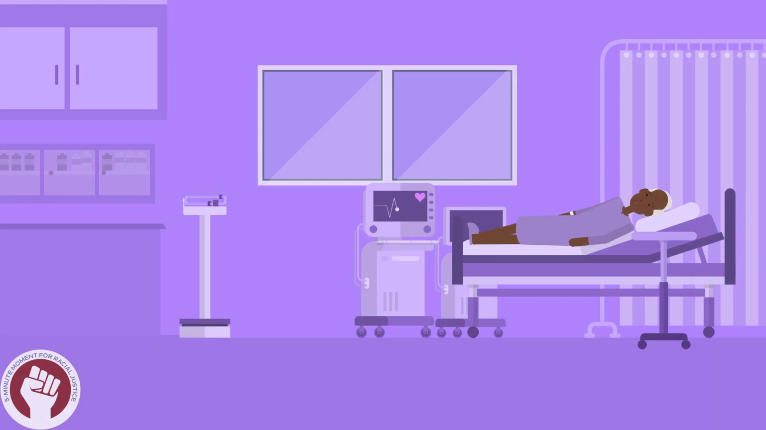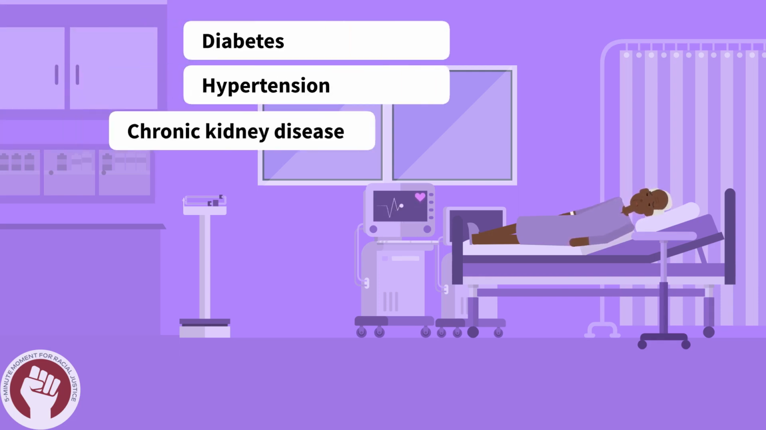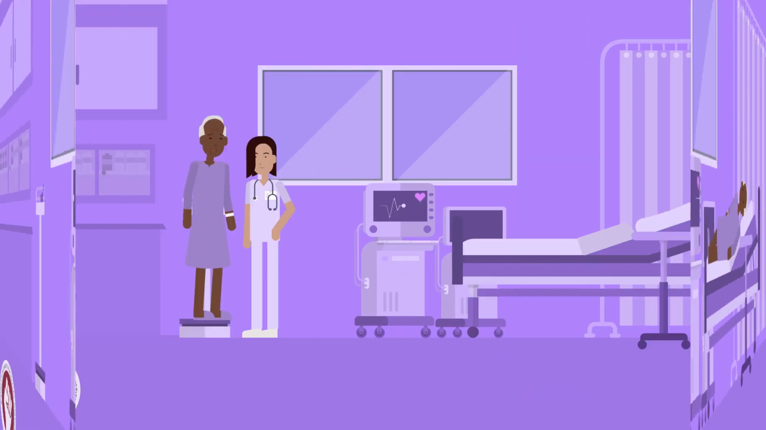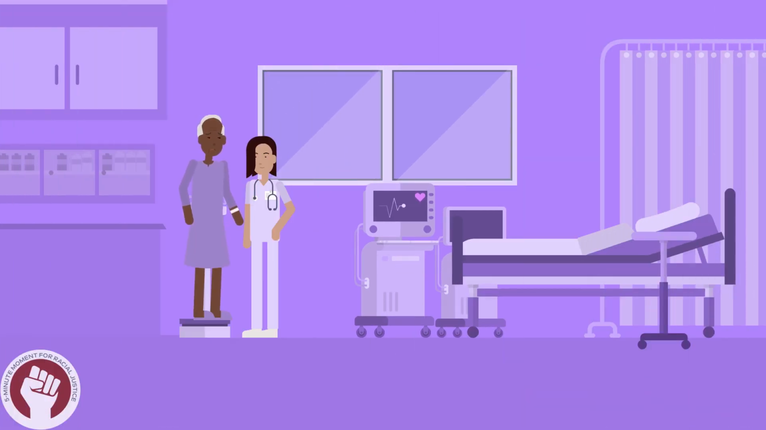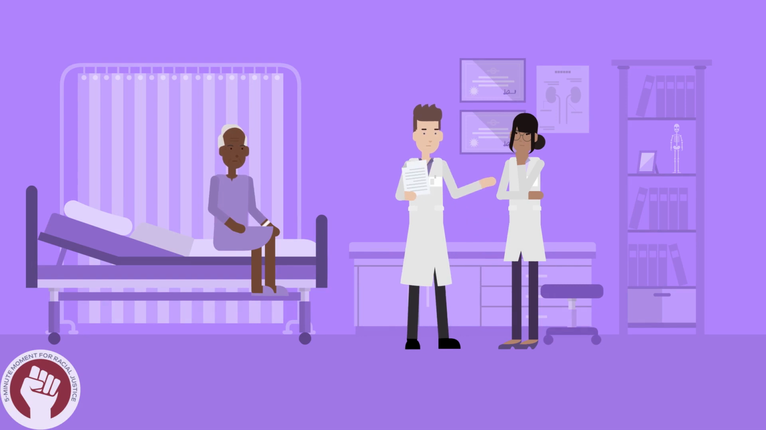A 65-year-old black male is hospitalized for a heart failure exacerbation. His past medical history includes diabetes, hypertension, and chronic kidney disease, managed by his primary care physician. After 3 days of treatment, he is ready to leave the hospital. The learner physician is preparing the patient's post-discharge follow-up visit and presents the plan to the supervising physician.